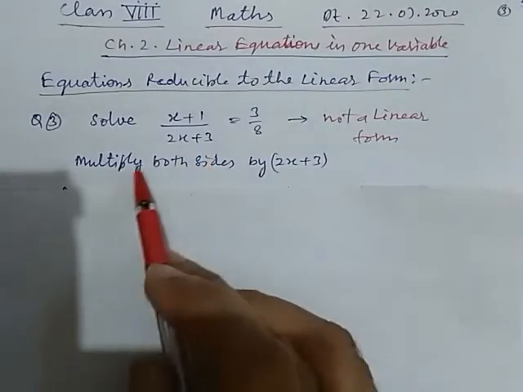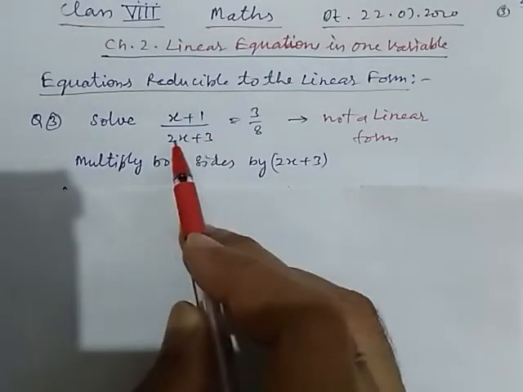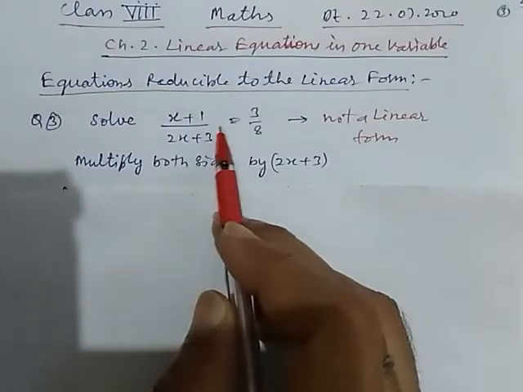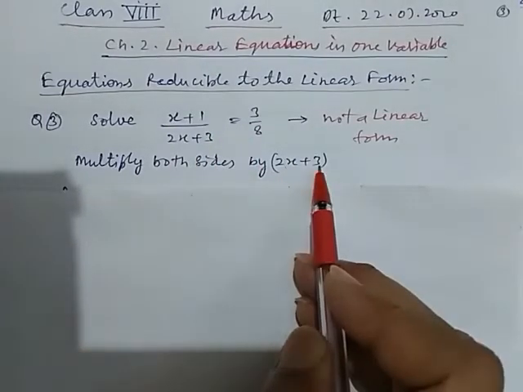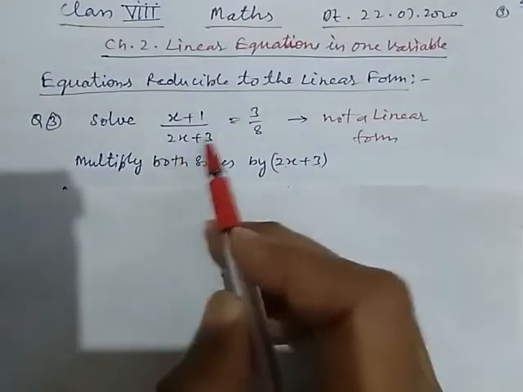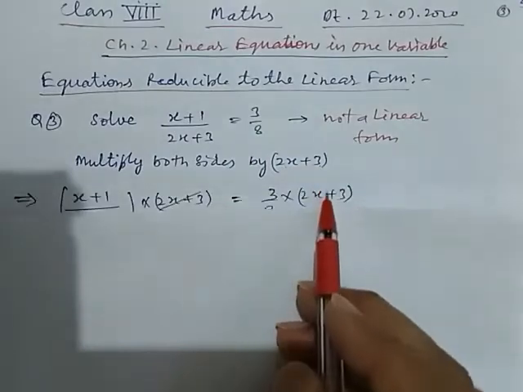Okay. Here we want to remove this 2x plus 3 from the denominator. So what do we have to do? We multiply both sides by 2x plus 3. That's why this 2x plus 3 cancels out. So we multiply both sides by 2x plus 3.